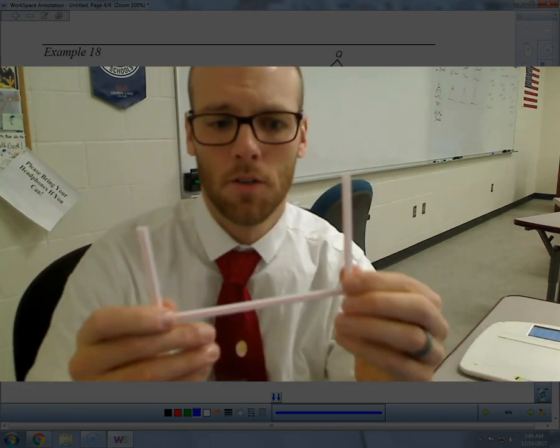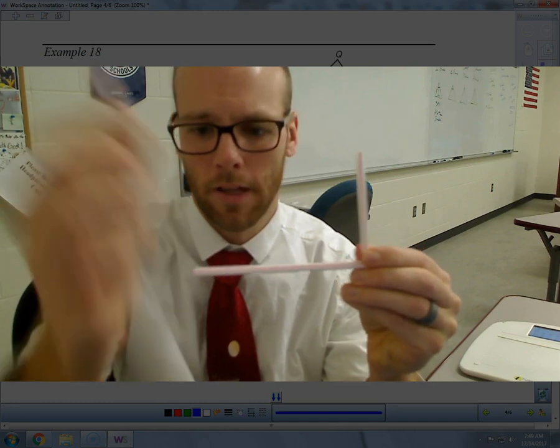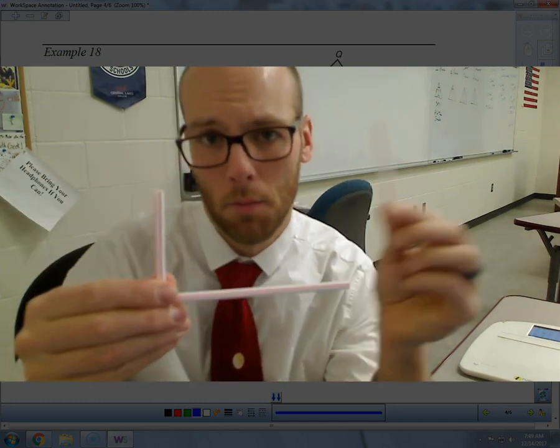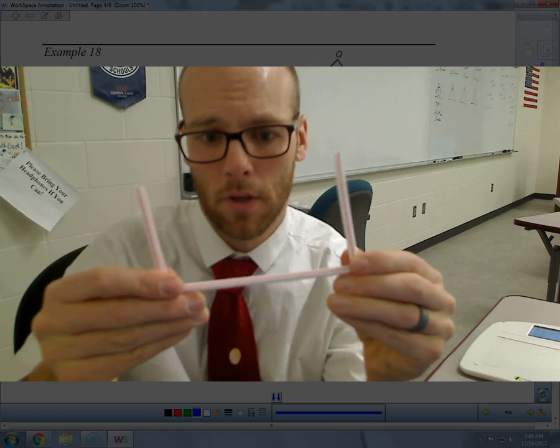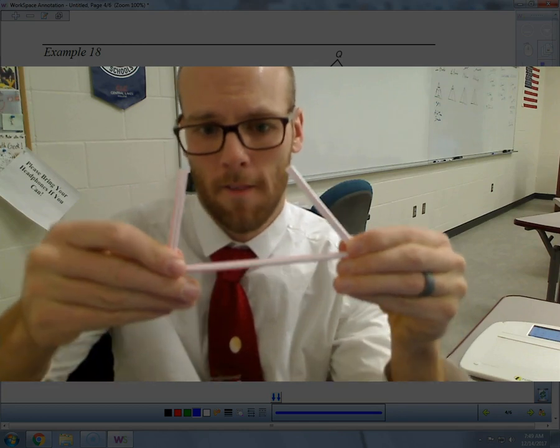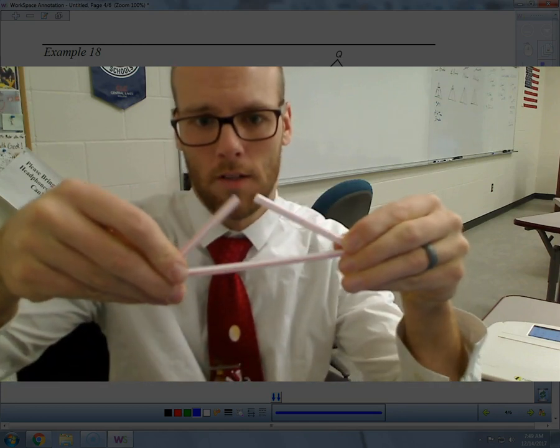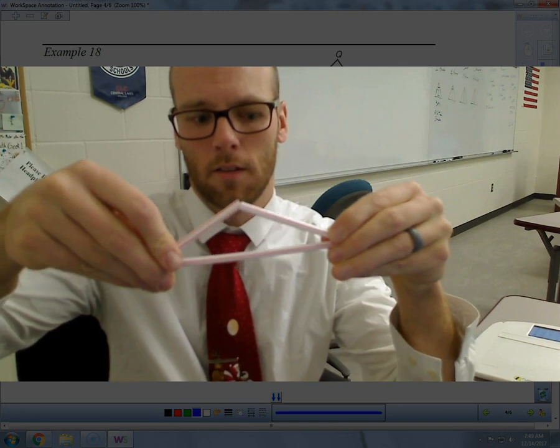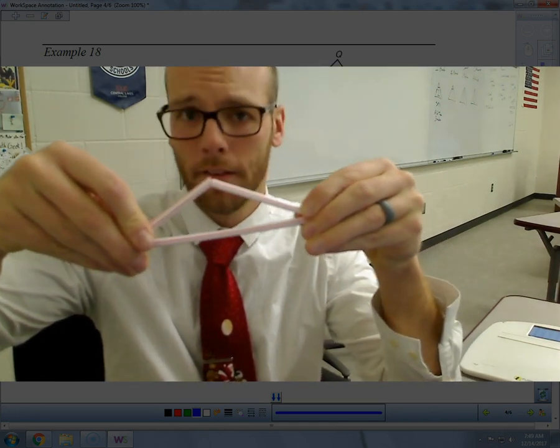Now let me switch out this one for this one. Okay? Do these 3 make a triangle? Again, I'm going to put one here to hinge. I'm going to put one here to hinge. As I bring them together, are these going to make a triangle? Yeah, they do. Right there. They come together. They connect.